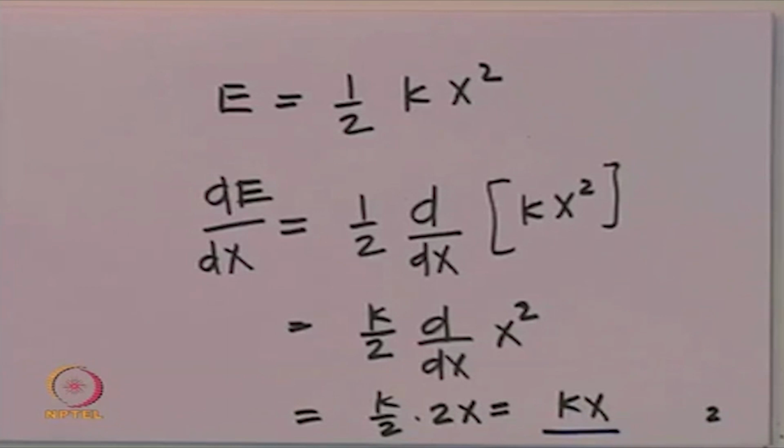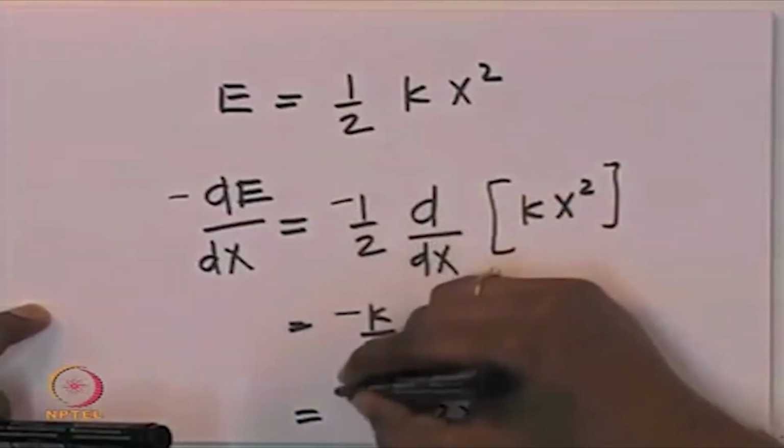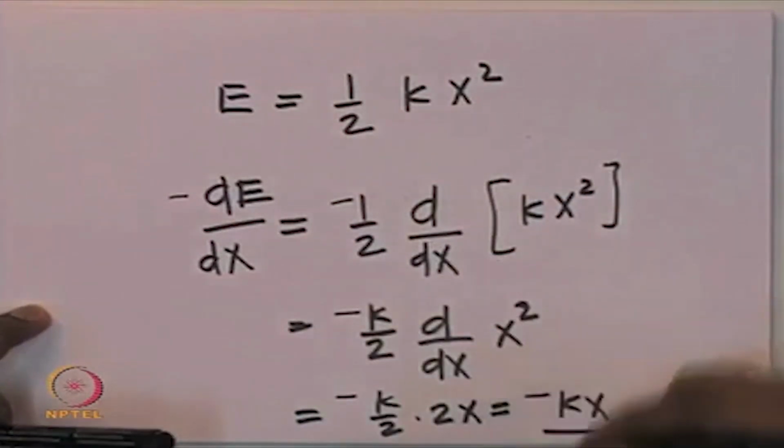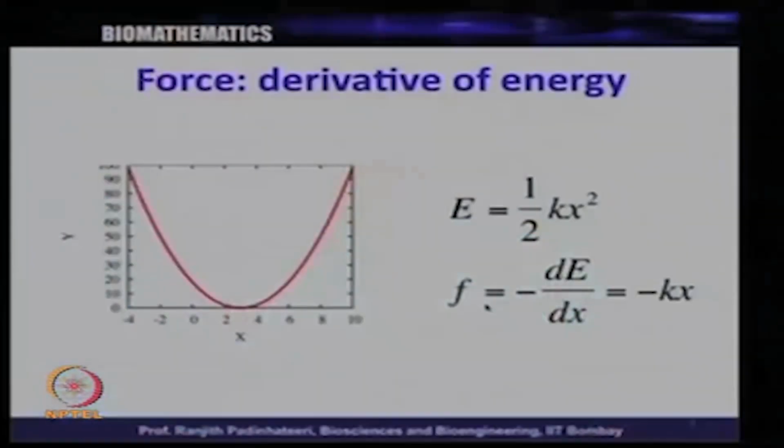Now if you add a minus sign here, everywhere a minus sign, the answer also will have a minus sign. So that is minus kx. We all know that the force to pull a spring is minus kx. The minus sign only indicates the direction of the force, which is towards the center, the restoring force. So essentially, the derivative of this potential energy, half k x square, is force.